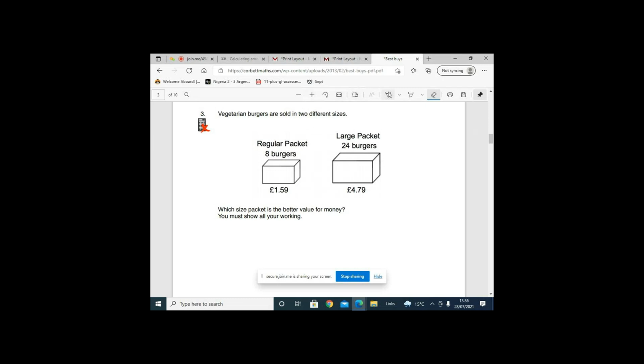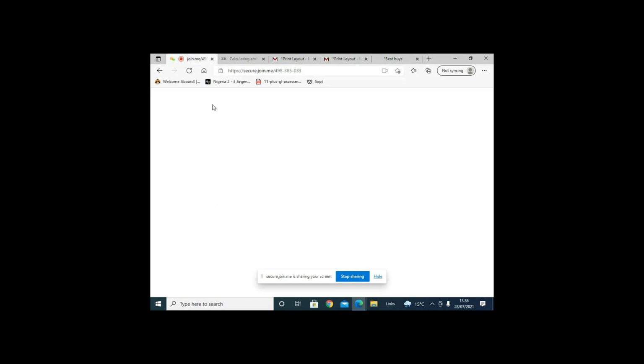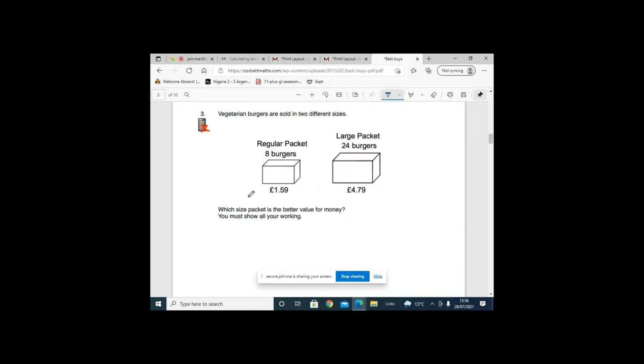So let's do it quickly. Which size package is better value for money? So you must show your working. So these are 8 burgers and these are 24 burgers.